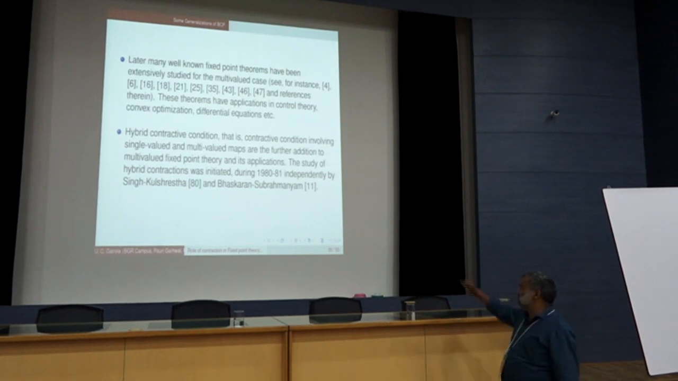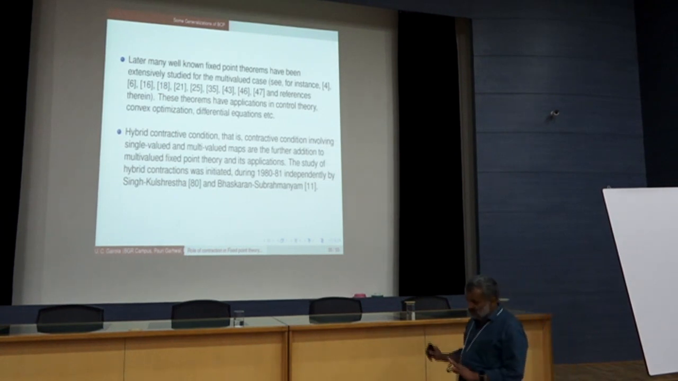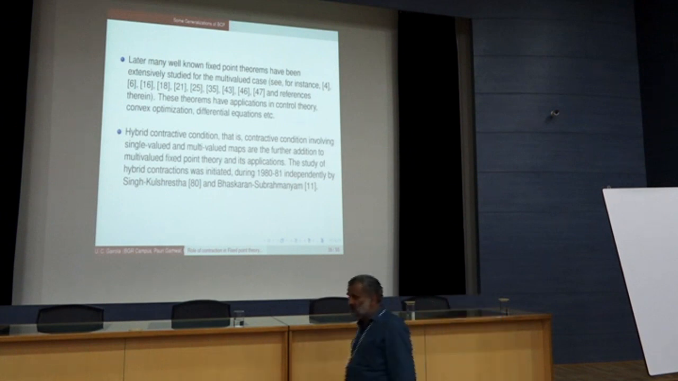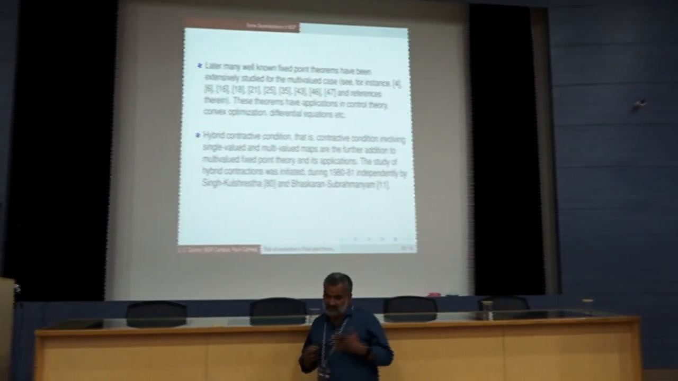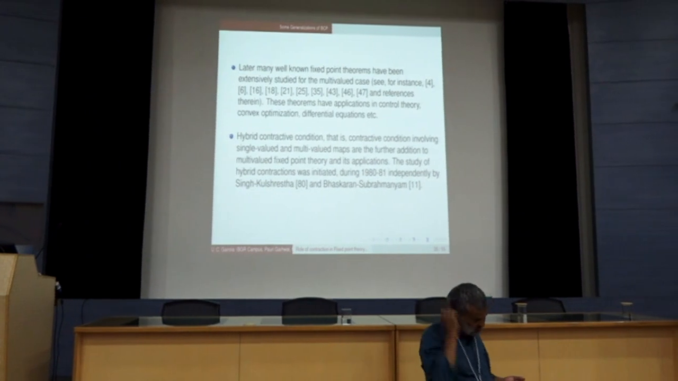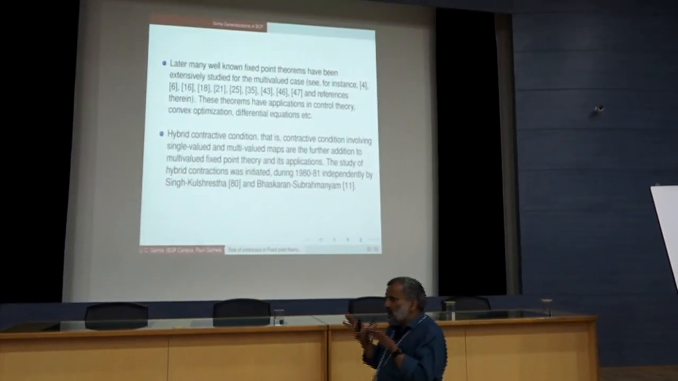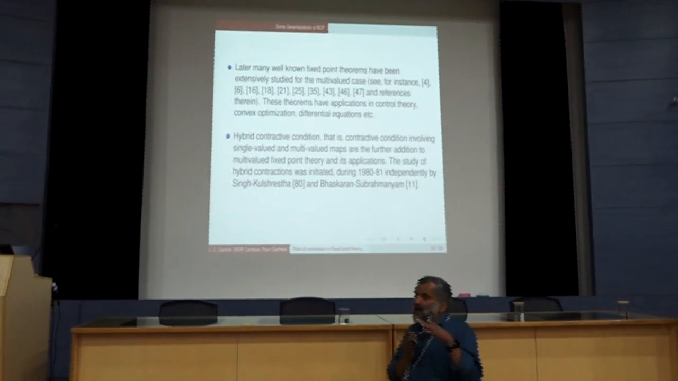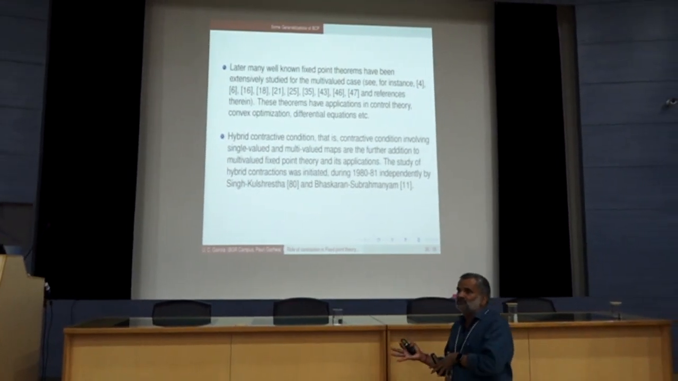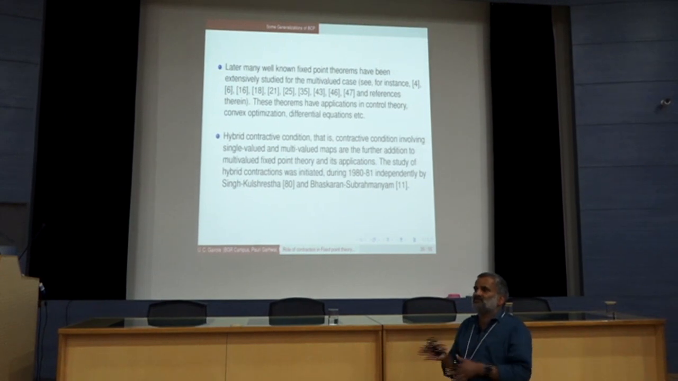So later there are many generalizations, and especially one thing is important: in the single valued case you are taking that two maps are single valued, but here you can take two maps multi-valued, or one map multi-valued and one map single valued. So that is called the hybrid contraction.